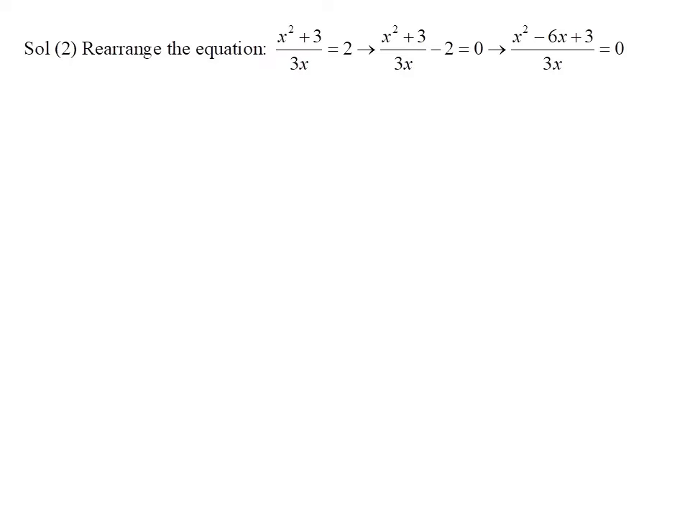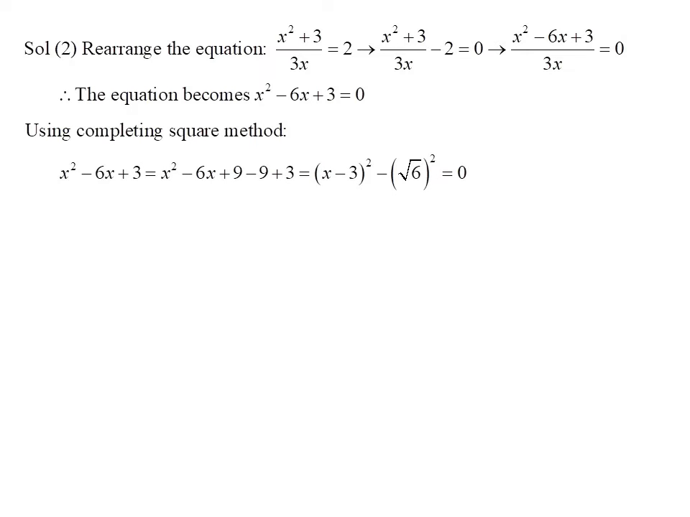As for the second question, it needs to be rearranged by moving the number 2 to the left-hand side of the equation and then combine the two terms into one single fraction. As we know, if the fraction equals 0, then its numerator equals 0. So we have a quadratic equation in its standard form to solve now, which is x squared minus 6x plus 3 equals 0. The first approach here is to use the completing square method.